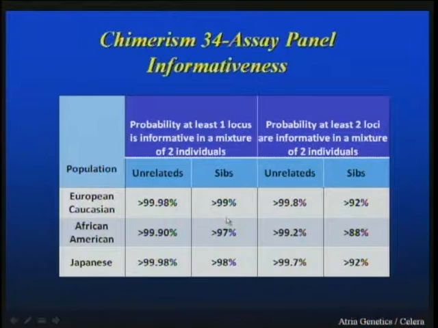But when you start to demand a little more of the system, and you say, no, I want two informative loci that I want to follow, you can see what happens to the African American group. Your chances of finding two sibs that have at least two informative loci drops now to 88%. And I can imagine it drops even more dramatically if you start asking for three. So this is not anywhere near as powerful, at least if you're looking at related individuals. If you're looking at unrelated, it's not so bad because you're still at 99% probability of finding loci that are informative.